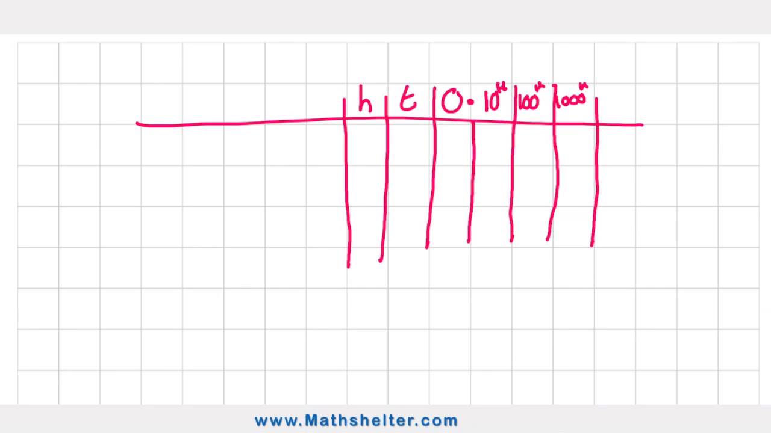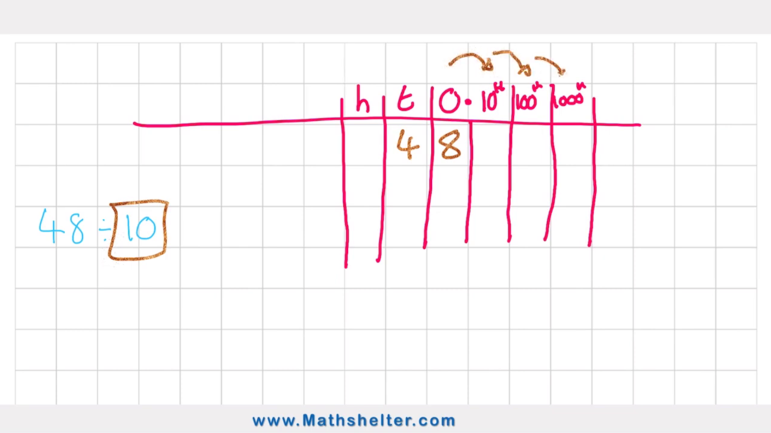So my question was 48 divided by 10. So first let's put our numbers in place. 48 is 4 tens and 8 ones, and if I'm dividing by 10, what I have to realize is that every column on my place value chart is 10 times smaller than the column in front of it. So essentially we are dividing by 10 as we come down the place value chart.